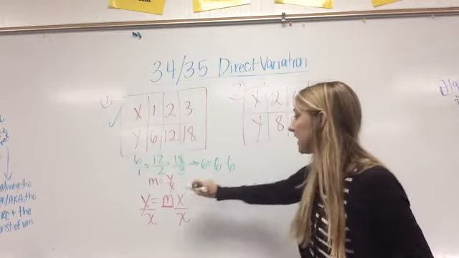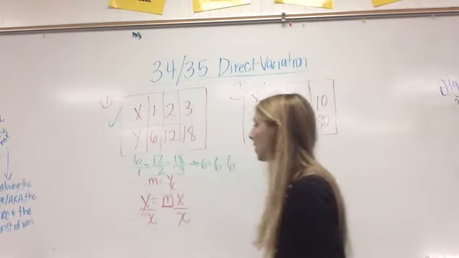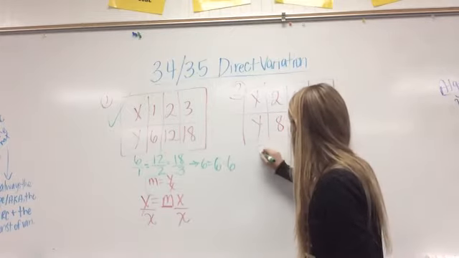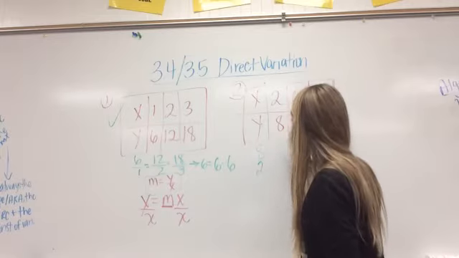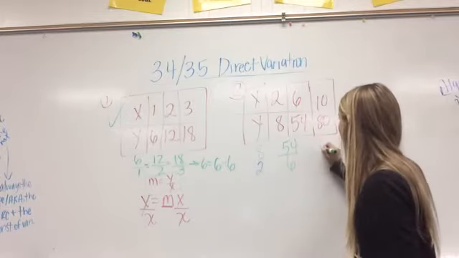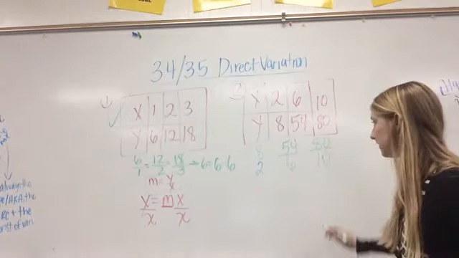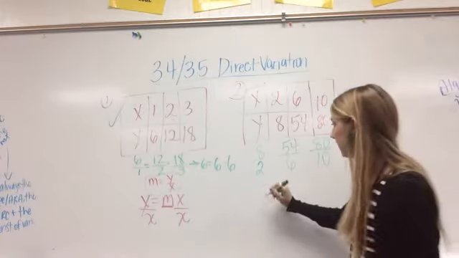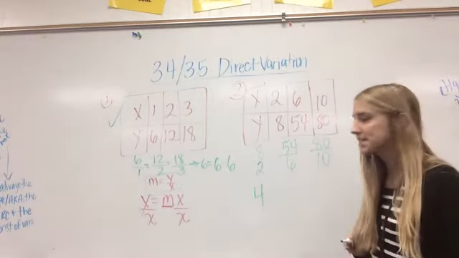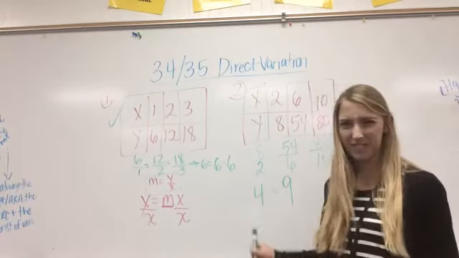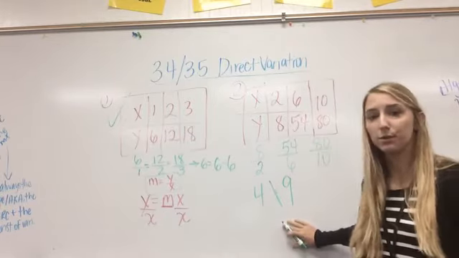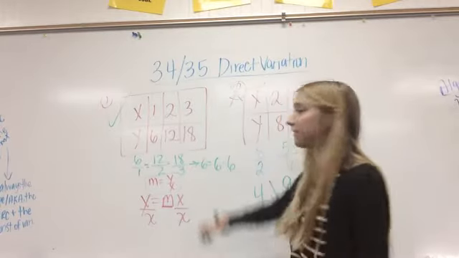So again, we're doing the same thing. We're finding the slope using y over x. So our y over x here is 8 over 2, 54 over 6, 80 over 10. 8 divided by 2 is how much? 4. 54 divided by 6 is 9. Oh, does 4 equal 9? No.